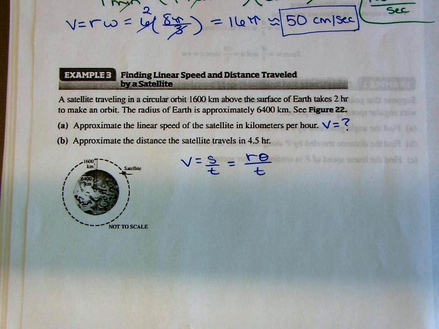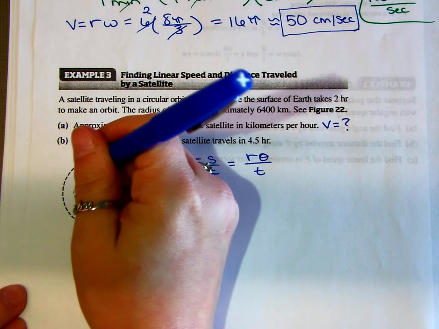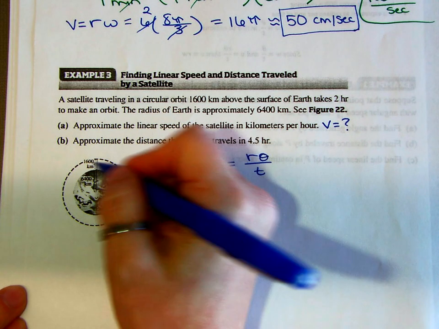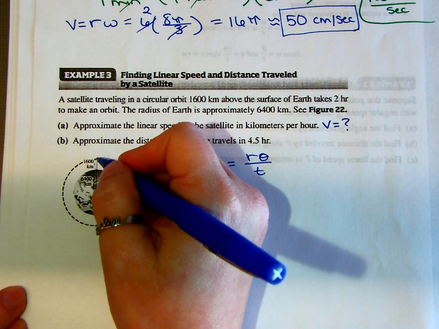Because that's kind of where the trick lies. If you just look at it and you say, okay, well, it says radius is 6,400 kilometers, and you figure all that out, what you're actually finding out is what happens if the satellite just goes right around the outside of the Earth. But that's not where the satellite lives. The satellite lives 1,600 kilometers further outside of Earth.